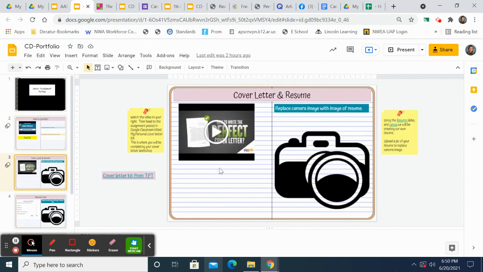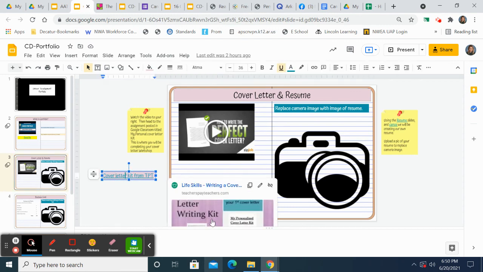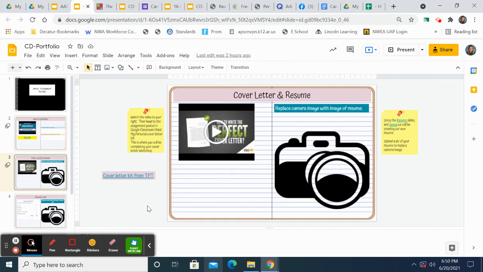So then we talk about cover letters and resumes. They watch a little video about what a cover letter is, and then I have a cover letter kit that I have purchased from TPT, and I've linked here for you guys. It's a really detailed kit where it goes through paragraph by paragraph what should be in a cover letter. And I have students go in and complete that. We did it on pen and paper for my in-person students, and those that were not in person with me just did it online.